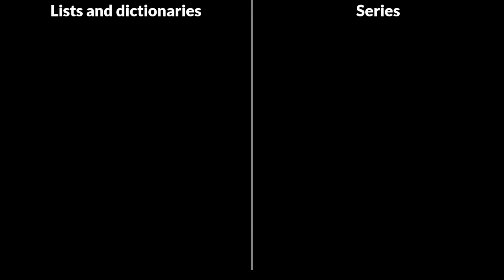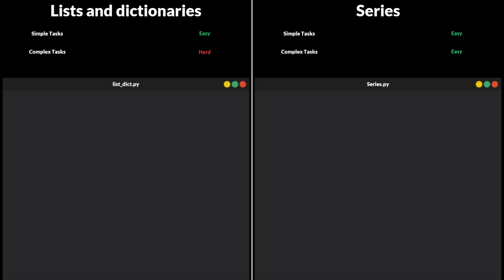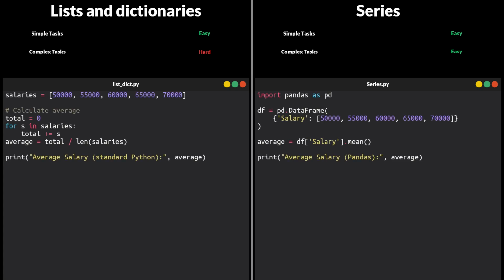Now you could try doing some of this with standard Python lists and dictionaries, but trust me, for anything beyond the simplest tasks, it gets complicated fast. Let's look at a quick example. See how much more code it takes to, say, calculate the average of a column using basic Python compared to Pandas? Pandas gives you concise, readable, and often much faster ways to achieve the same results when working with data.